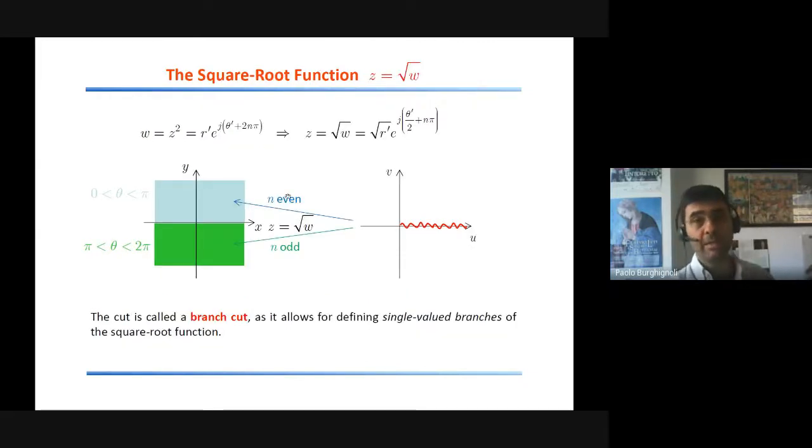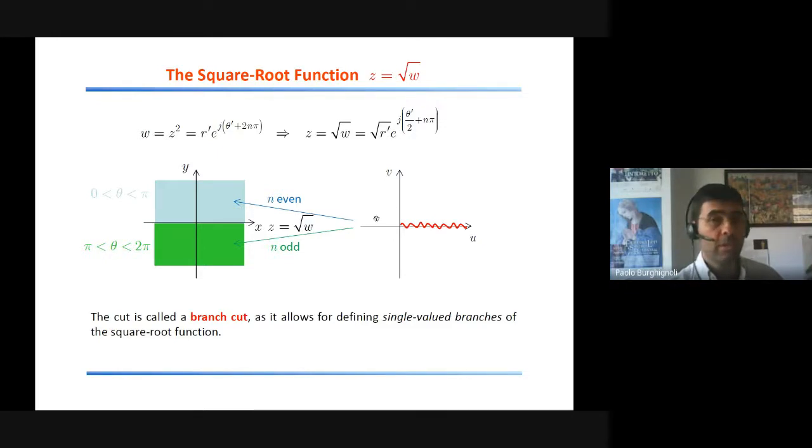so to define the square root function, in order to take the square root of the number w, you have to take the square root of the absolute value, which is a positive real number, and then you have to divide by 2 the argument. However, the argument being defined up to multiples of the quantity 2 pi, this means that the argument of the square root will be defined up to multiples of pi. And this gives you the well-known fact that there are 2 possible square roots of the same complex number.